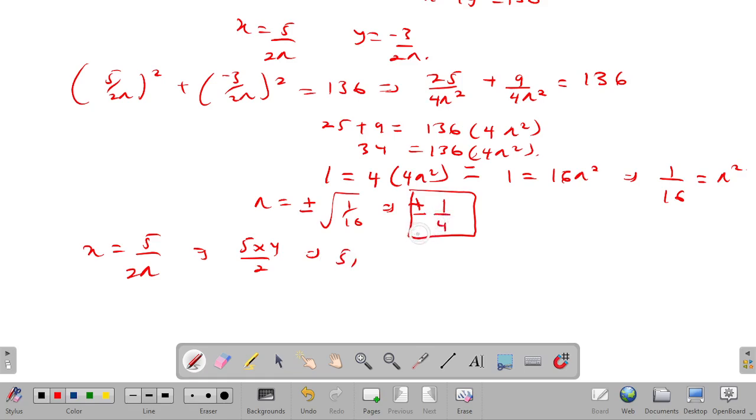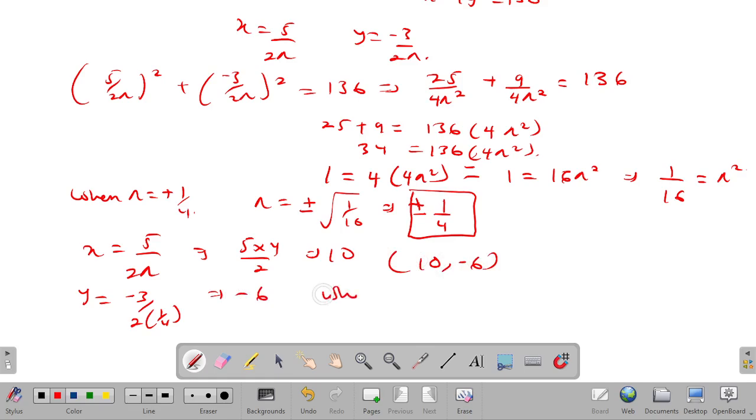You can see you have two sets. When lambda is equal to positive 1 over 4, I'll simply get x equal to 5 times 4 over 2, which is 10. Then my y is equal to negative 3 over 2 times 1 over 4, negative 6. Therefore, one of my points is 10, comma negative 6.